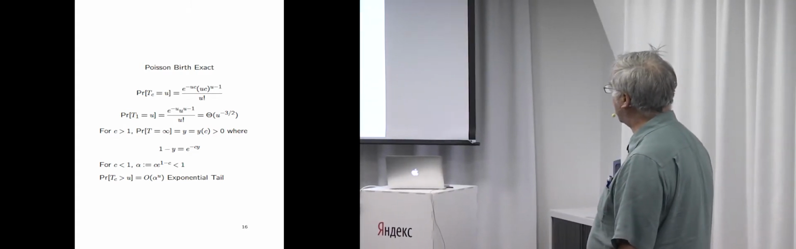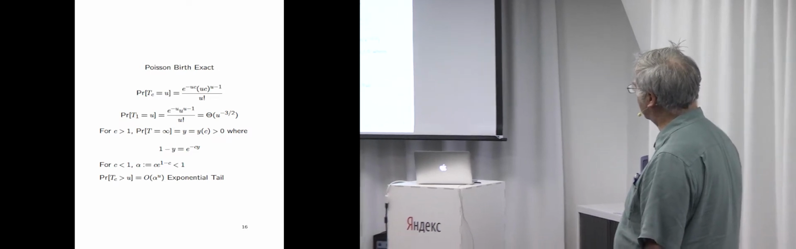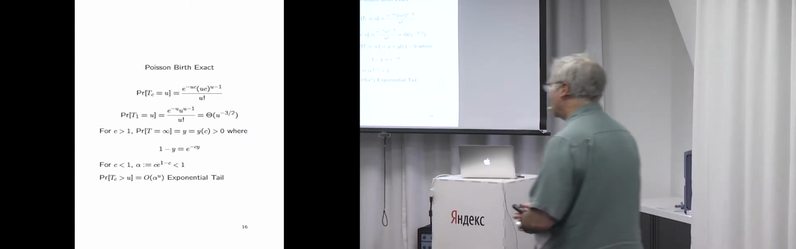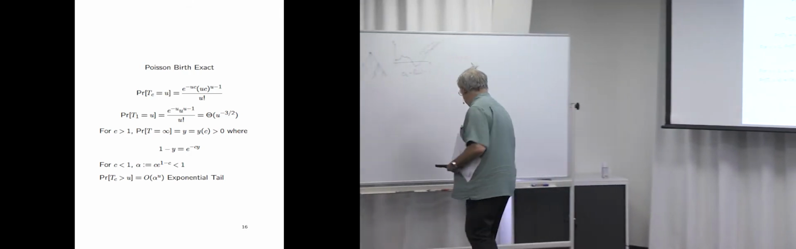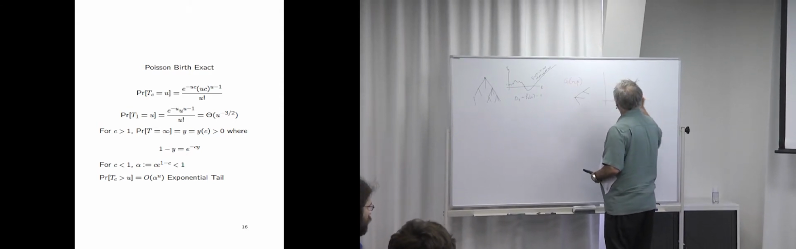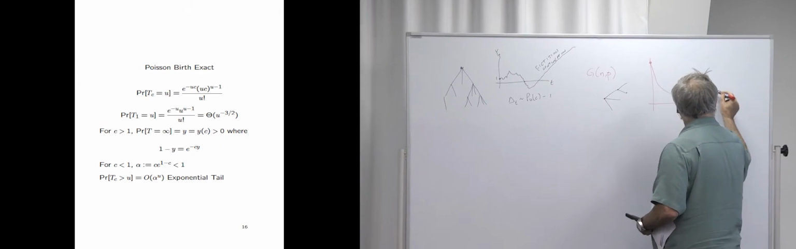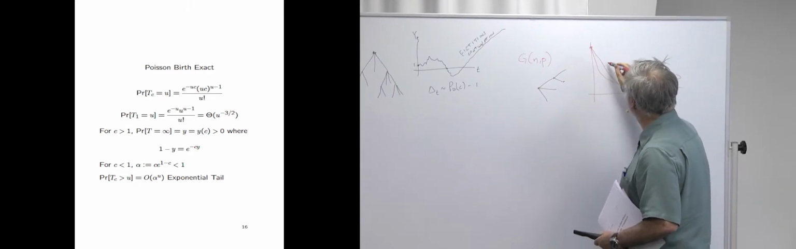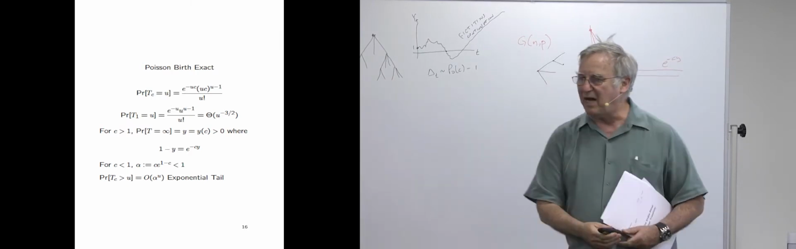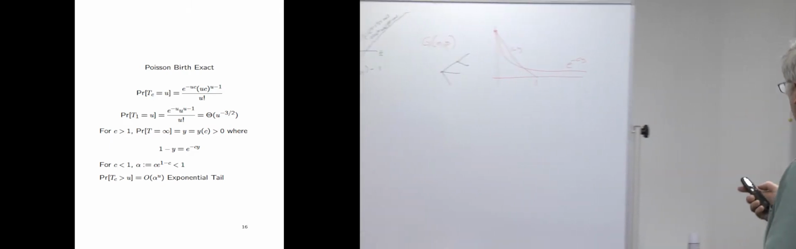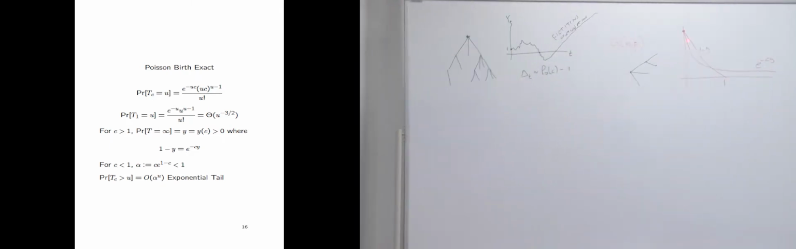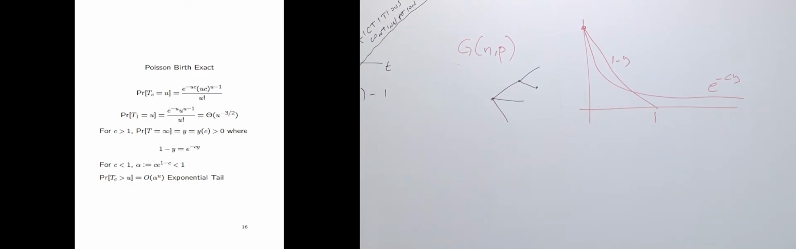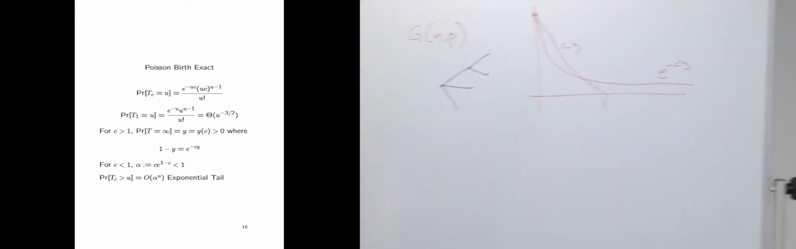On the other hand, for c greater than 1, there is a probability that it's infinite, and it's given by y, where y is the solution to this equation. There's some nice calculus here. Here's the function e to the minus cy, and here's the function 1 minus y, and the value of y is where the two curves intersect. And if c is greater than 1, the e to the minus cy goes under the line, and then it has to cross it at a unique point, and that's actually the probability that it's infinity.